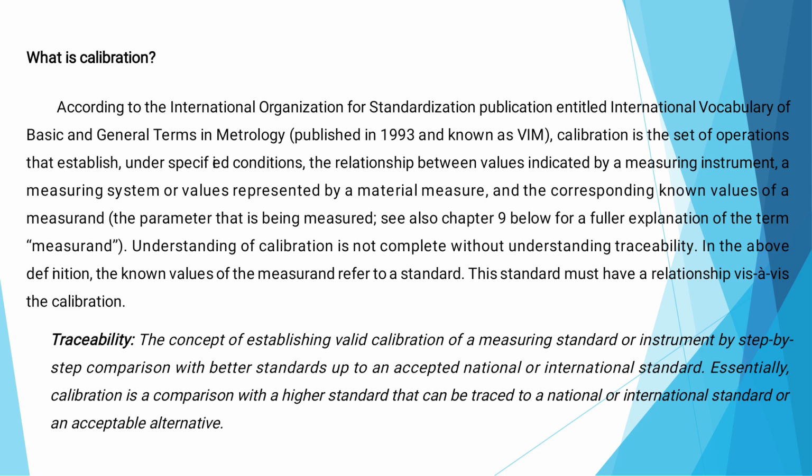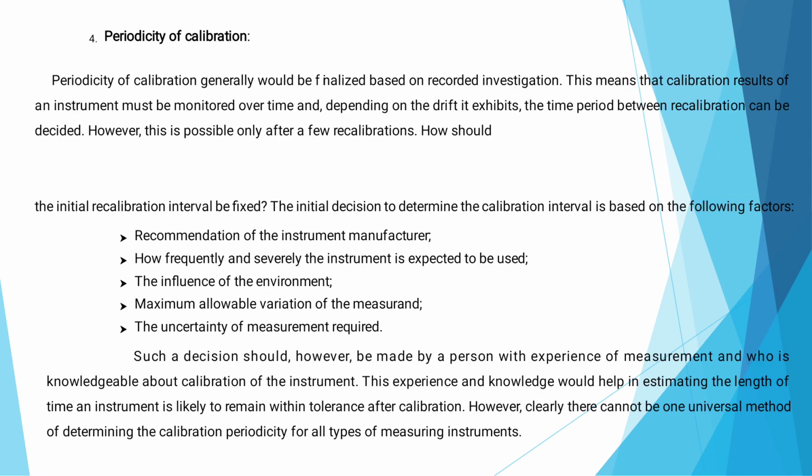And the next one is calibration. So calibration is nothing but meaningless without traceability. So here traceability is the continuous chain of step-by-step comparisons that link our local measuring instrument to the highly accurate natural or international standards. And the next one is the periodicity of the calibration. So periodicity of the calibration is how often we should calibrate.